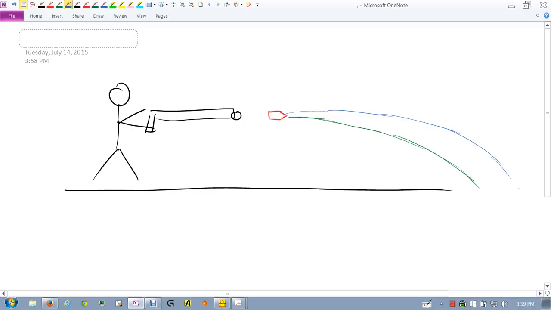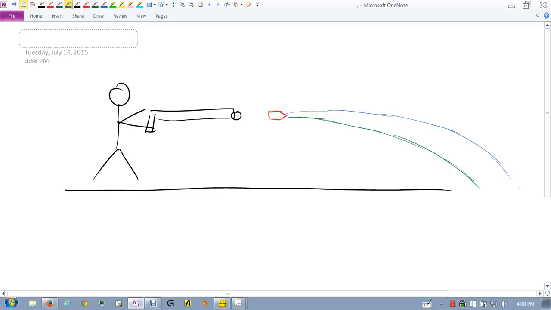So if I drop a bullet and I shoot a bullet, they both hit the ground at the same time. That's if you're on a planet without air. Yes, okay, we can get to that later. Now, it's going to fall, right? It's going to start falling.